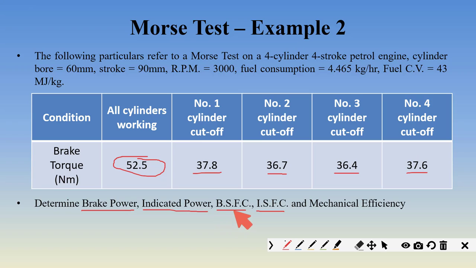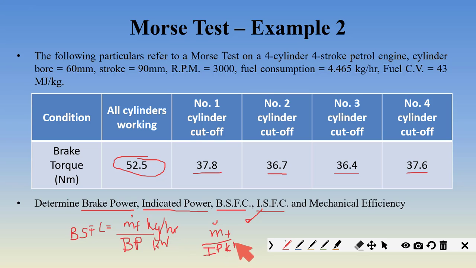What is BSFC? Brake specific fuel consumption. The formula is mass flow rate of fuel divided by brake power. This is your BSFC. Now similar to BSFC, there will be ISFC. ISFC will be mass flow rate of fuel divided by indicated power. Mass flow rate should always be in kg per hour, and brake power should always be in kilowatt. Similarly over here, indicated power should be in kilowatt and mass flow rate should be in kg per hour. So this is how we will measure ISFC.